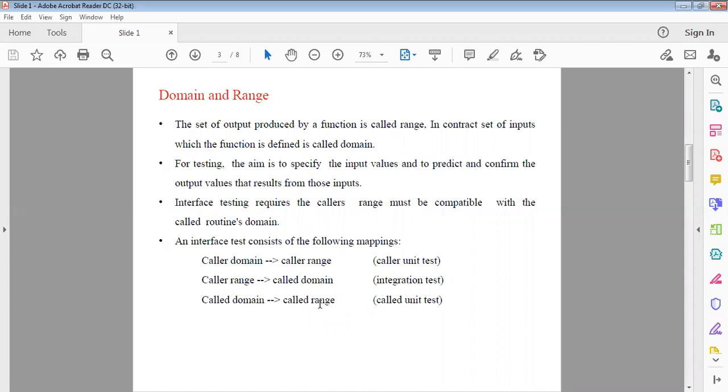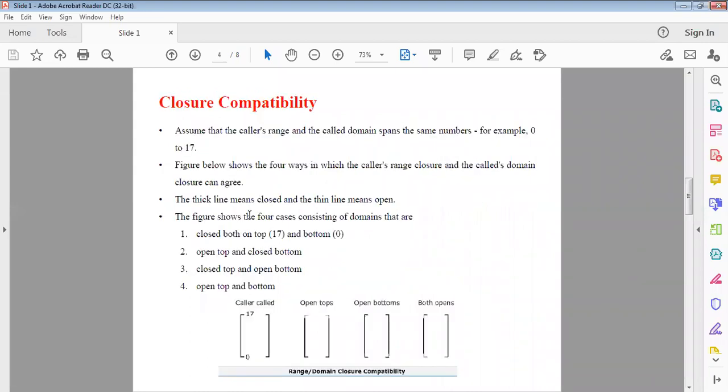When you are performing an interface test, it has to be followed like this: caller domain to caller range, next caller range to called domain, next again called domain to called range. This mapping process has to be followed when you are performing testing. The next point is you have to check closure compatibility. The next one is domain span.